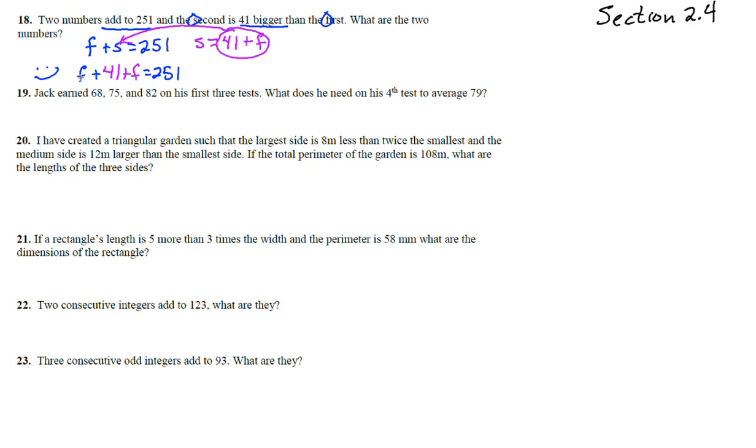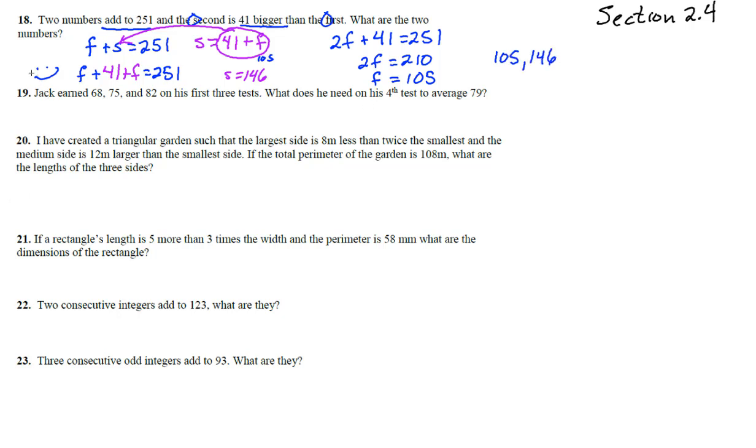That's 2F plus 41 equals 251. Subtract 41 from both sides, that's 2F equals 210. Divide by 2, and we get F is 105. Now if the first is 105, and the second is 41 bigger than that, 41 plus 105 is 146, so S equals 146. The two numbers then, the question just wants to know, are: the first one's 105 and the second one is 146.